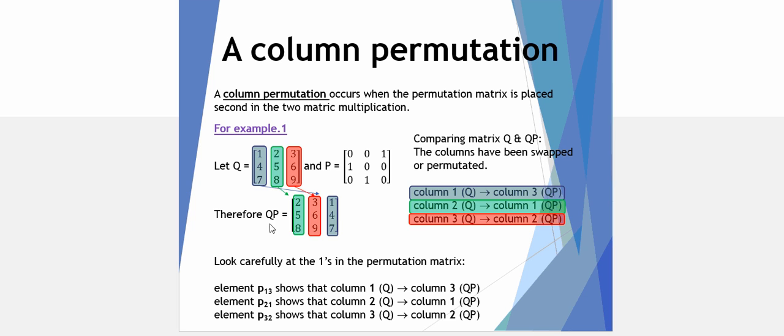column 3 in the product of P times Q. And what was column 2 has been moved to column 1, and what was column 3 has been moved to column 2. That's why it looks all marked up.